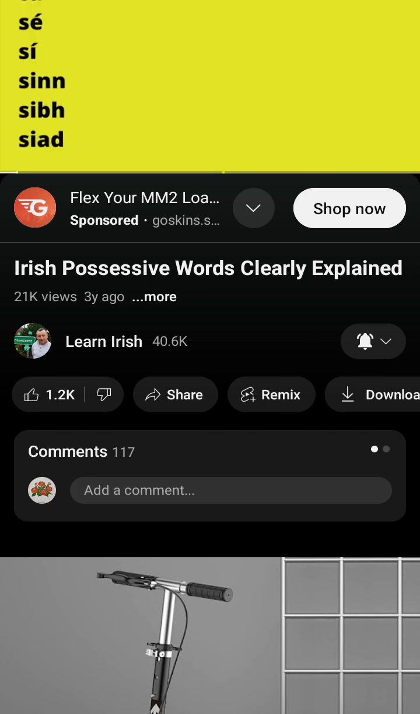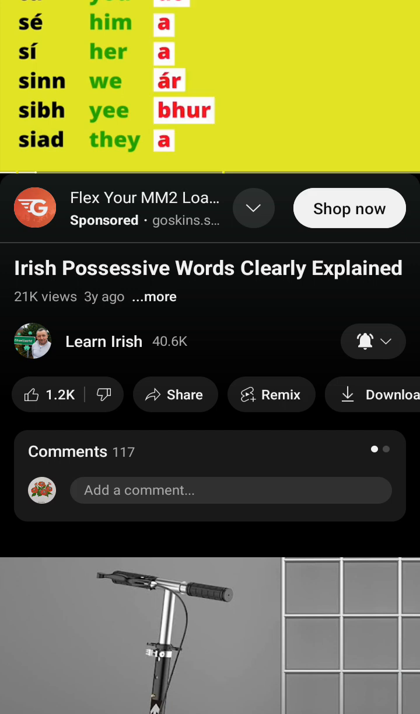So first of all, let's look at the basic personal pronouns, and we'll go from there. You'll see them here on the left. Mé means me. Tú is you. Sé is him. Sí is her. Sinn means us. Sibh means you, as in a group of you, more than one person. And siad is in relation to them.